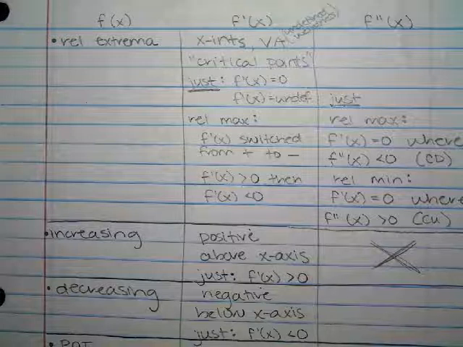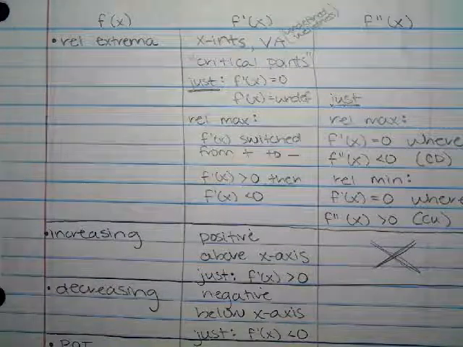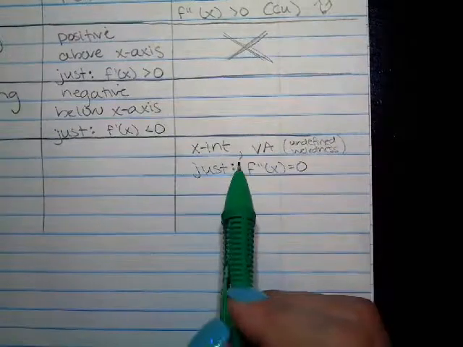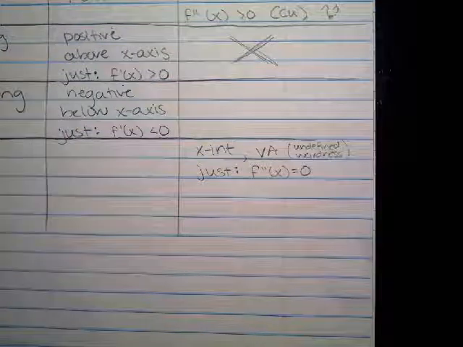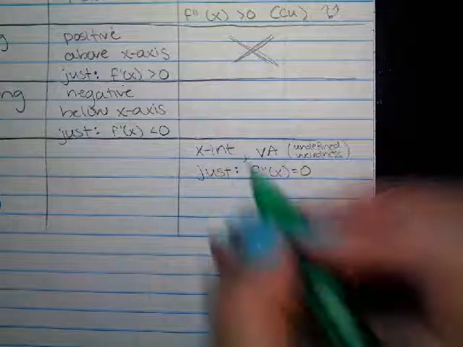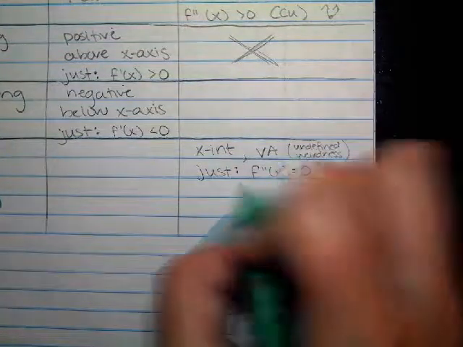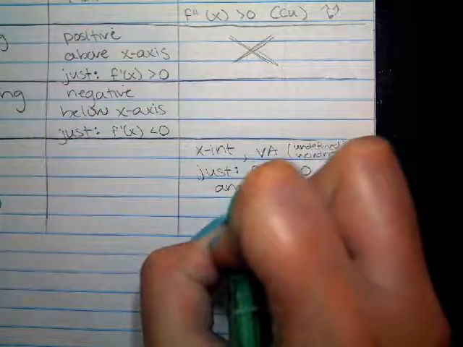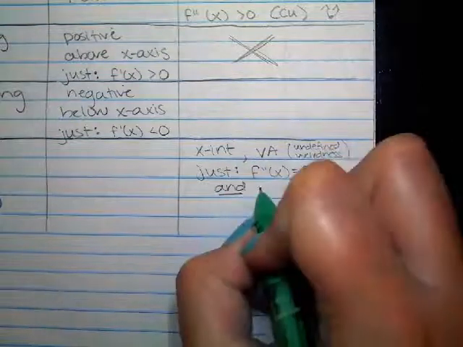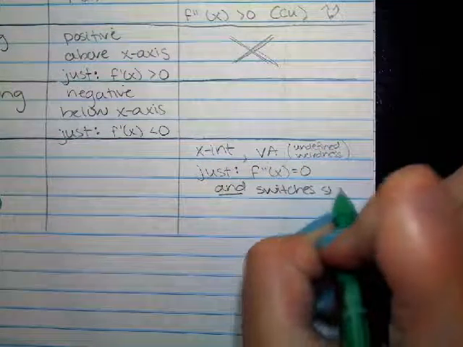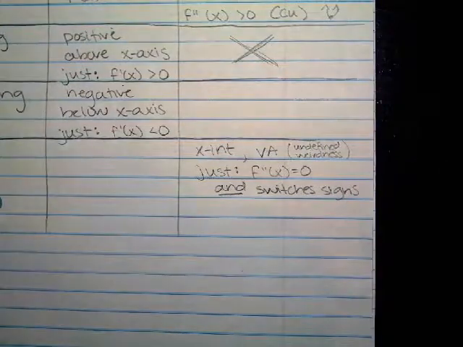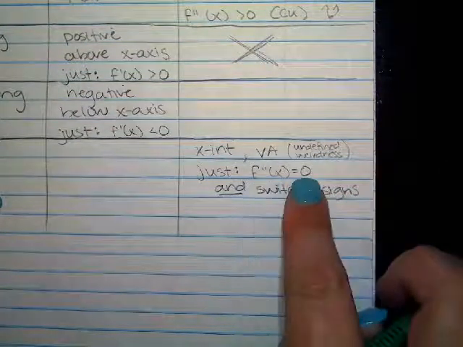The place where I've noticed that students make the mistakes is they say, okay, this one equals 0, it's a point of inflection, and then sometimes I'm like, well, it didn't switch signs, so it's not a point of inflection, okay? So let's write here equals 0 and switches signs, okay? So f double prime of x equals 0 and f double prime of x switches signs.